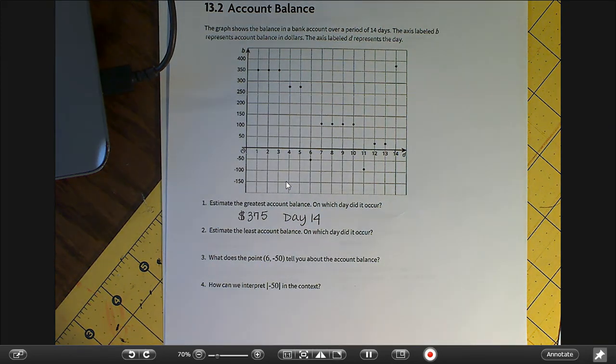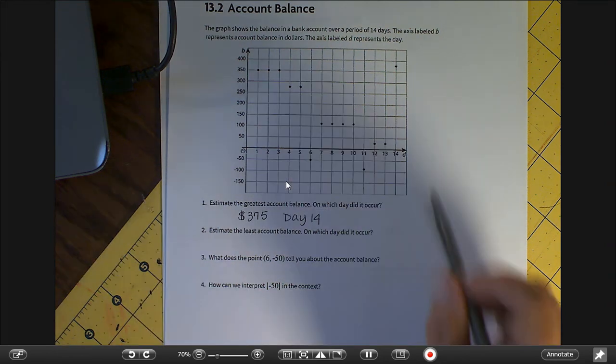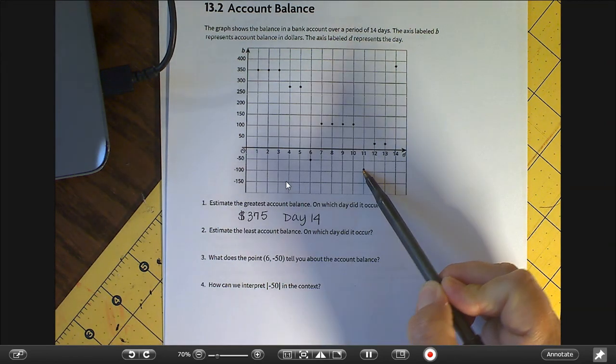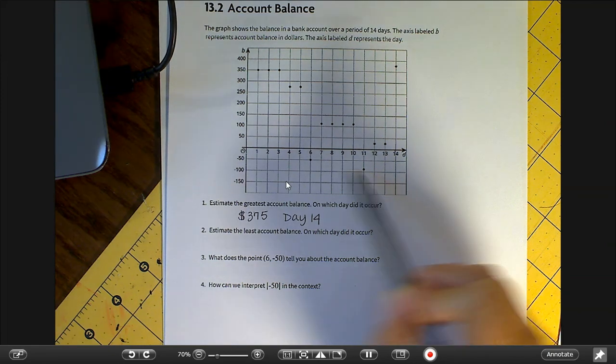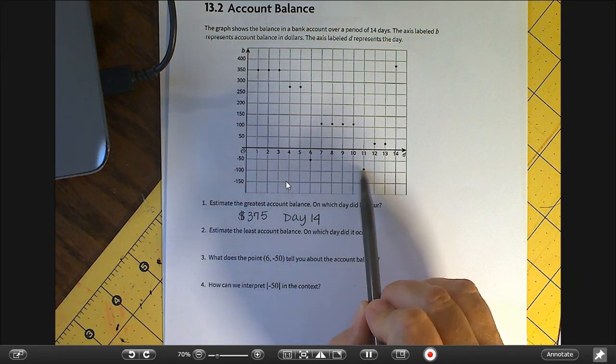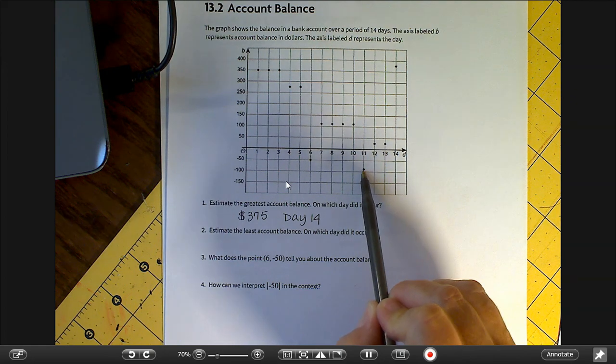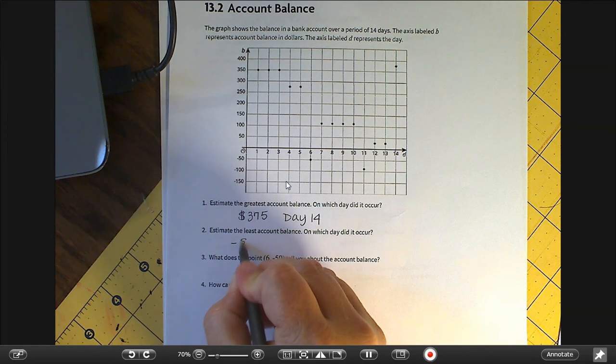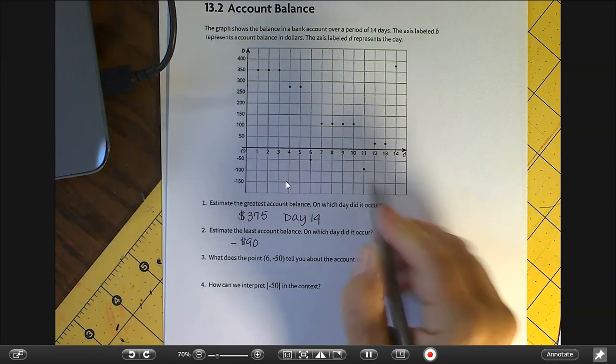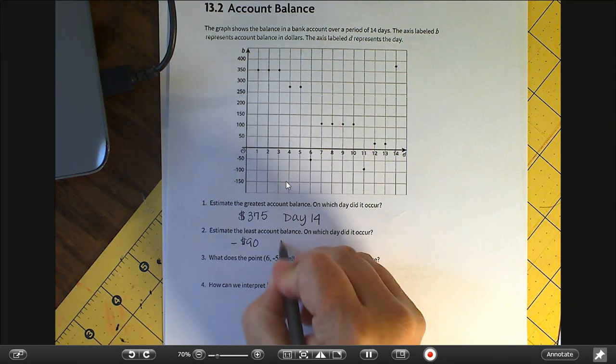All right, number 2, estimate the least account balance and which day did that occur. So we're looking for the lowest dot, and it looks right here. I would say that's negative, it's almost to the 100, so negative $90, and that occurred on day 11.